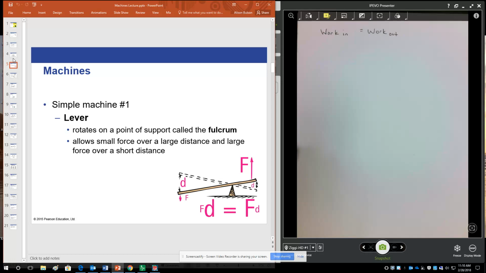The point of a lever is that it allows a small force over a large distance on one side and a large force over a short distance on the other side of the lever, or the teeter-totter. You can think of it as a teeter-totter. So in this pink equation at the bottom here, we have little force times big distance. That would be on the left-hand side of the lever. The lever moves a large distance. And on the right-hand side of the lever, we have a large force moving over a shorter distance. This is the idea of work in equals work out. We trade force for distance.